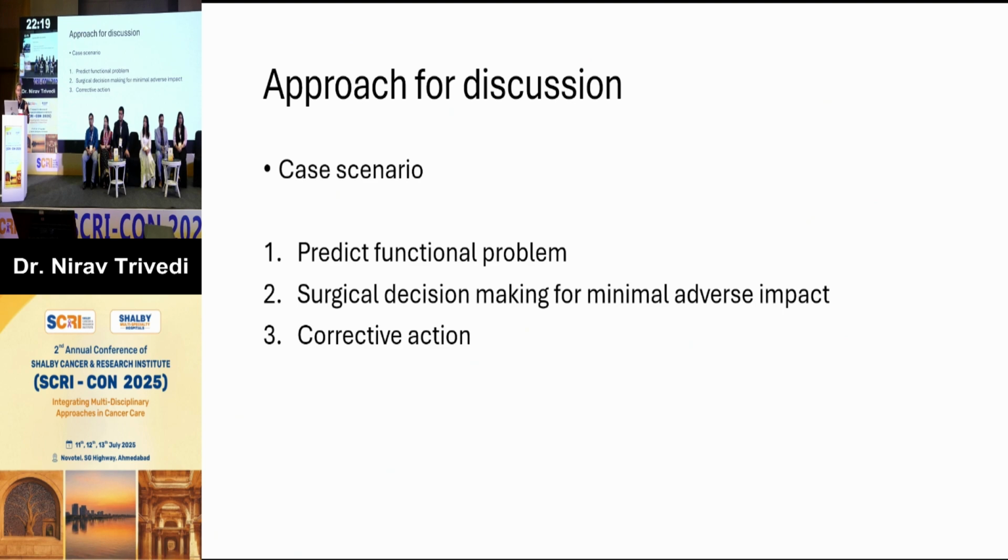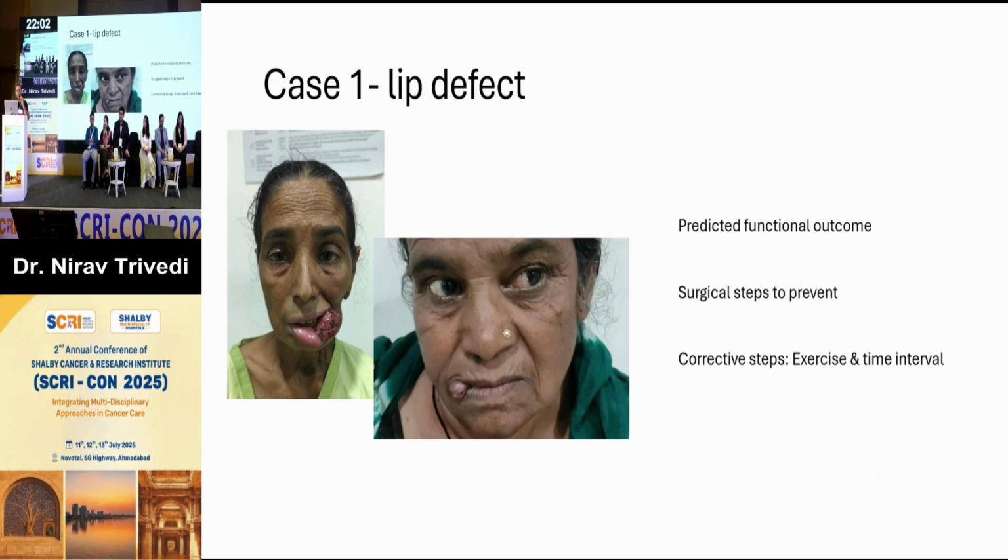So the discussion would be, I'll show a photograph and then briefly ask the panelists as well as someone from the audience to predict the functional problems. In surgery, can we have certain decisions that can reduce those problems? And when the problem occurs, we can ask the physiotherapist how we can do it. So let's start with the first defect.